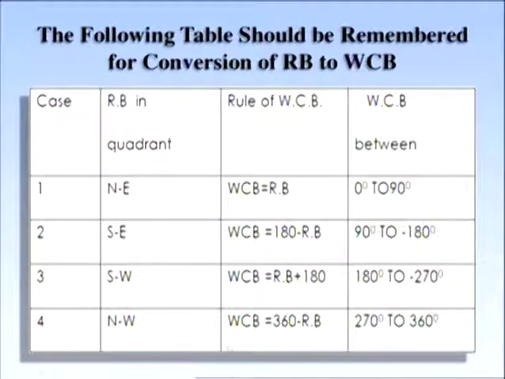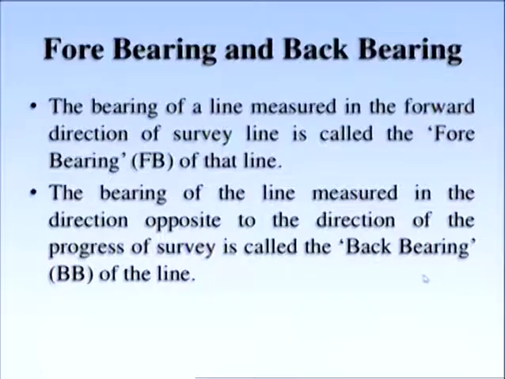In the same way, suppose your reduced bearing is northwest. That means your reduced bearing falls in the fourth quadrant, and you want to find the whole circle bearing. Then simply put 360 minus your value, and your value comes between 270 and 360. So you will clearly understand how we can convert reduced bearing to whole circle bearing and whole circle bearing to reduced bearing. It is important because in some places we use the reduced bearing, and in some places we use the whole circle bearing.